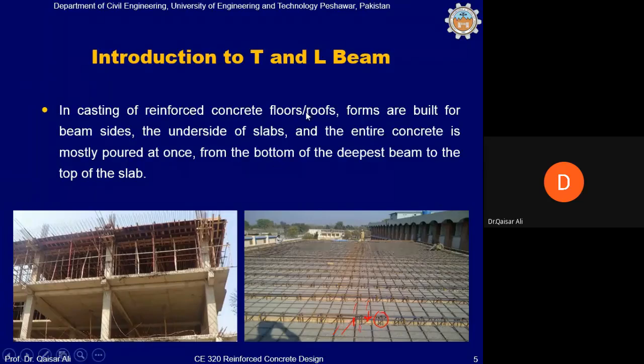In casting of reinforced concrete floors or roofs, forms are built for beam sides, the underside of slabs, and the upper side of slabs. These are beam sides. This is the underside of slabs, and also this is the underside of slabs. And the entire concrete is mostly poured at once, from the bottom of the deepest beam to the top of the slab.